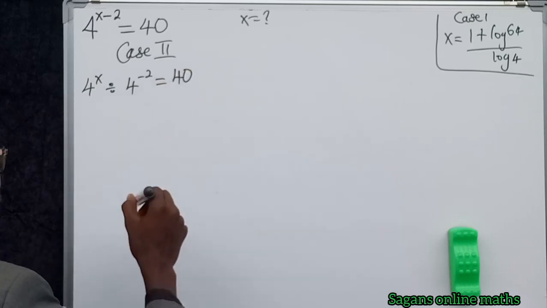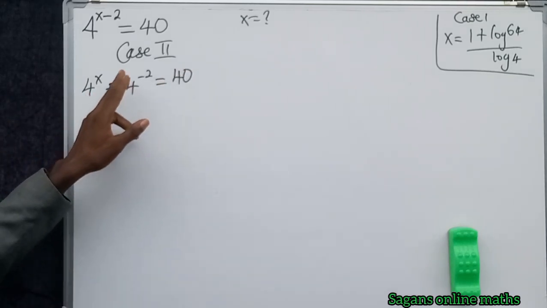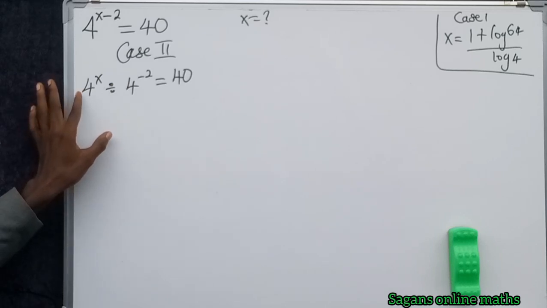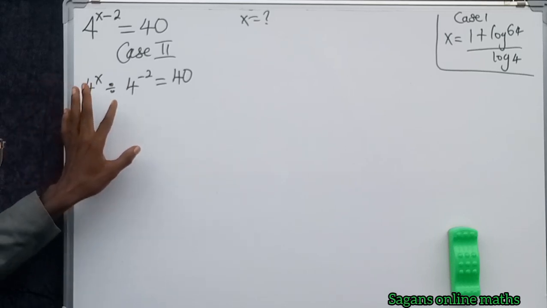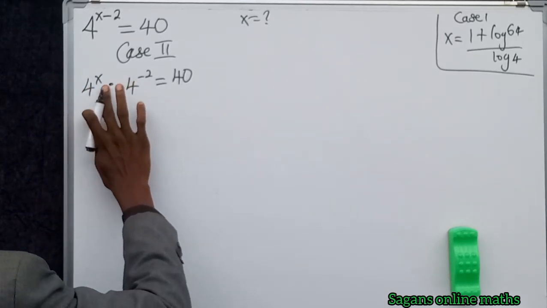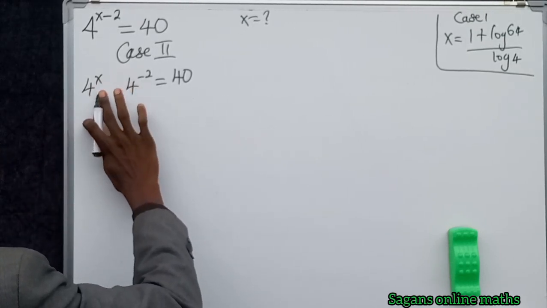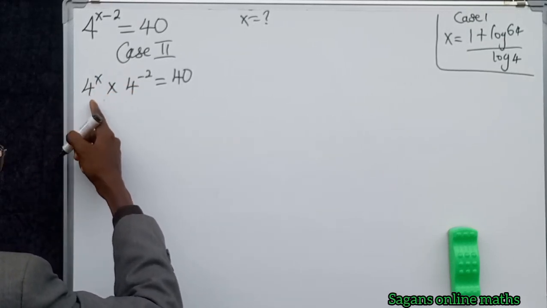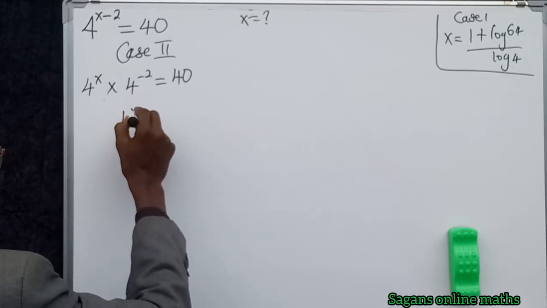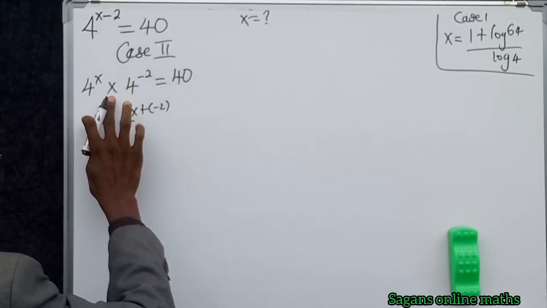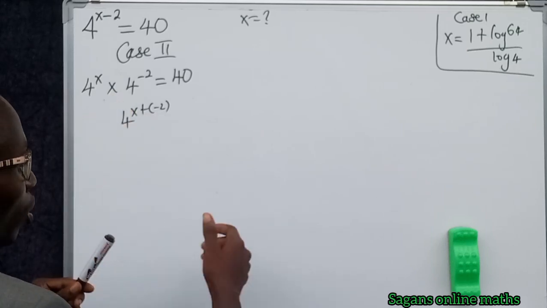By obeying the properties of indices, this and this are the same thing with this. Because this law states that, sorry, it is times, not plus. It states that when the bases are the same, take a single base and add the exponents. So we have the same thing as this. So it's times, not division.